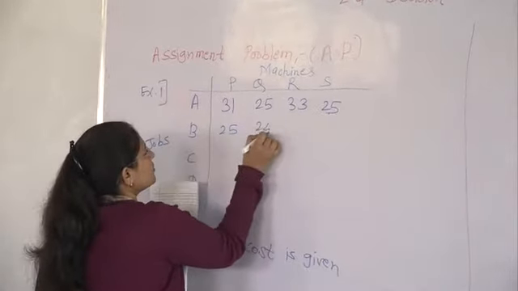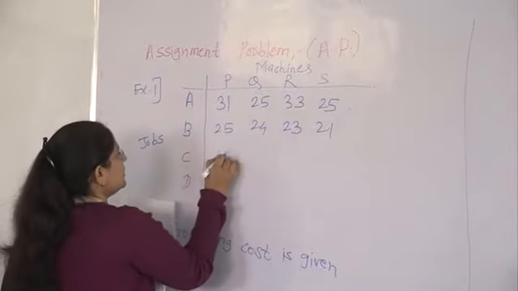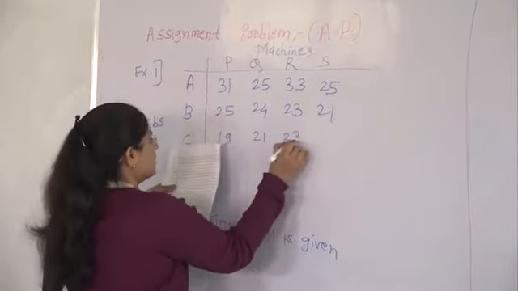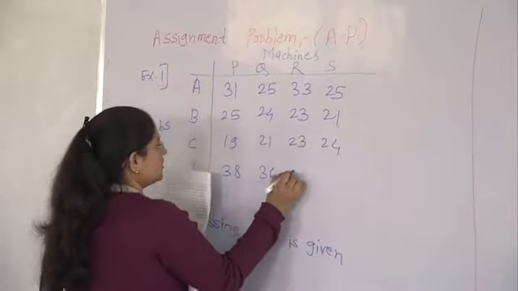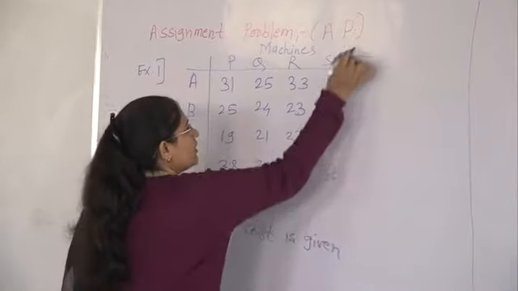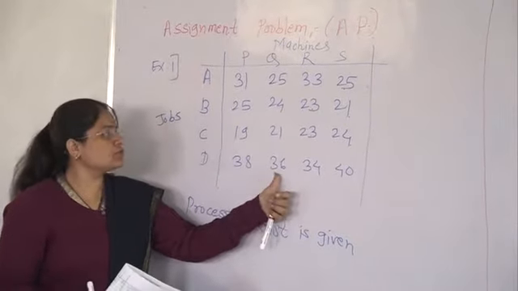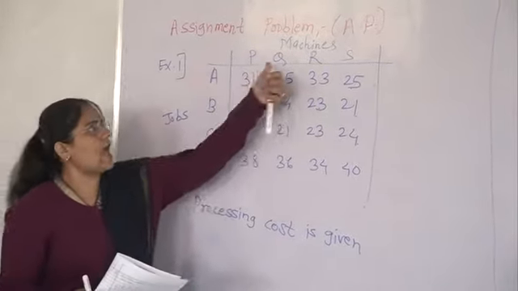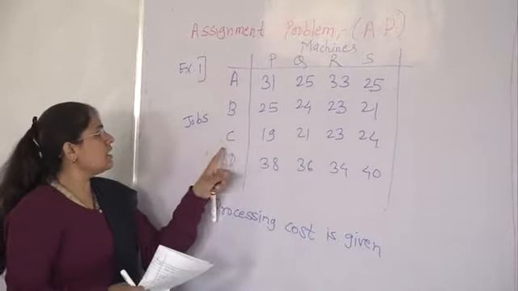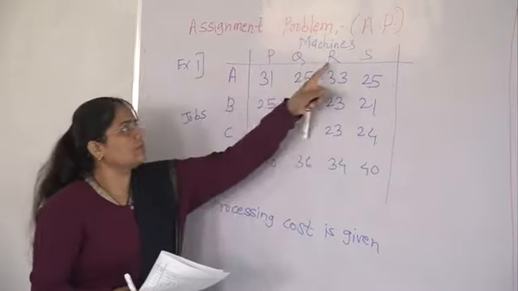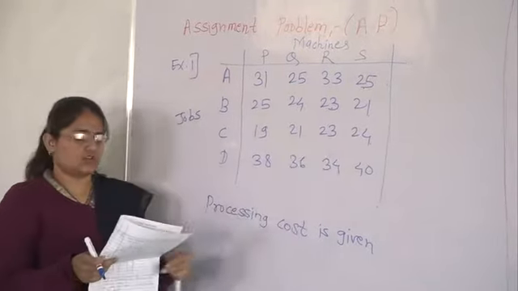The costs are 31, 25, 33, 25, then 25, 24, 23, 21, then 19, 21, 23, 24, then 38, 36, 34, 40. What is the meaning? 36 rupees is the processing cost of job D and machine Q. What is the meaning of this 23? It is job C and machine R, where the processing cost is 23 rupees. So that is the meaning.